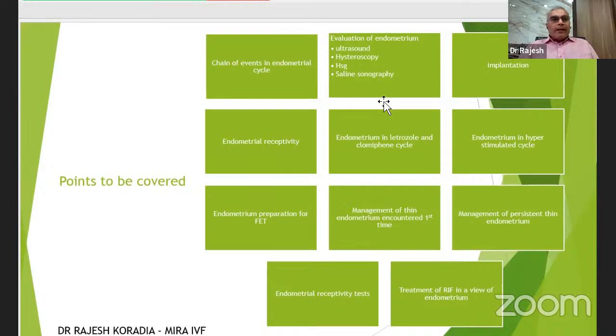How do we prepare the endometrium for the FET cycle? How to manage thin endometrium? What are the problems with thin endometrium? And what if there is a persistent thin endometrium? How to test the receptivity of the endometrium by various endometrial receptivity assays, and treatment of recurrent implantation failure in view of the endometrium.